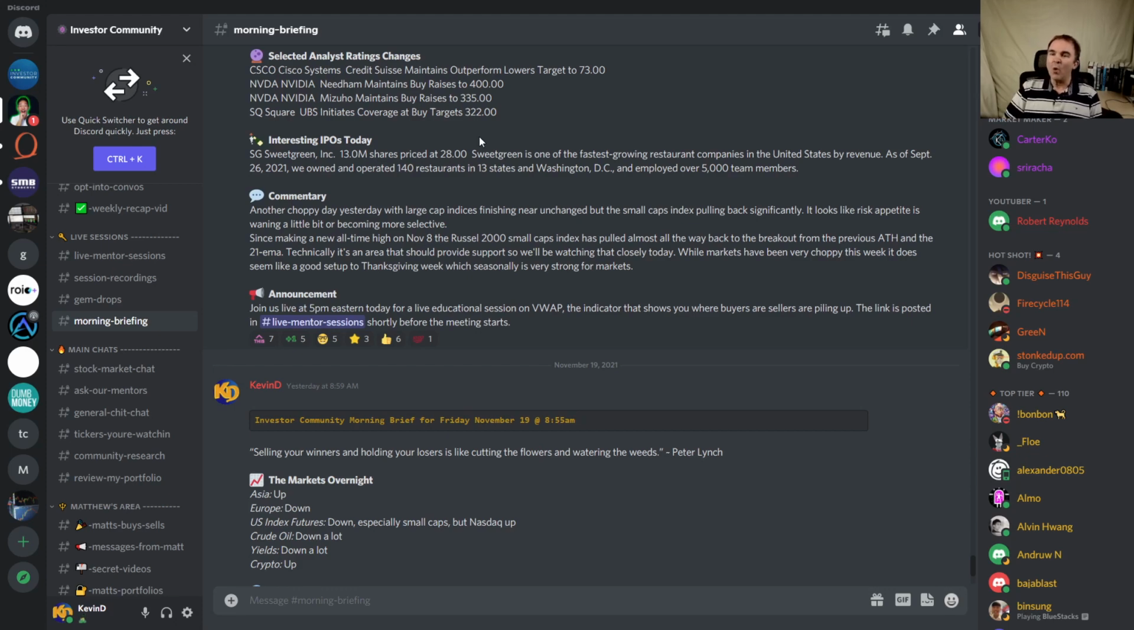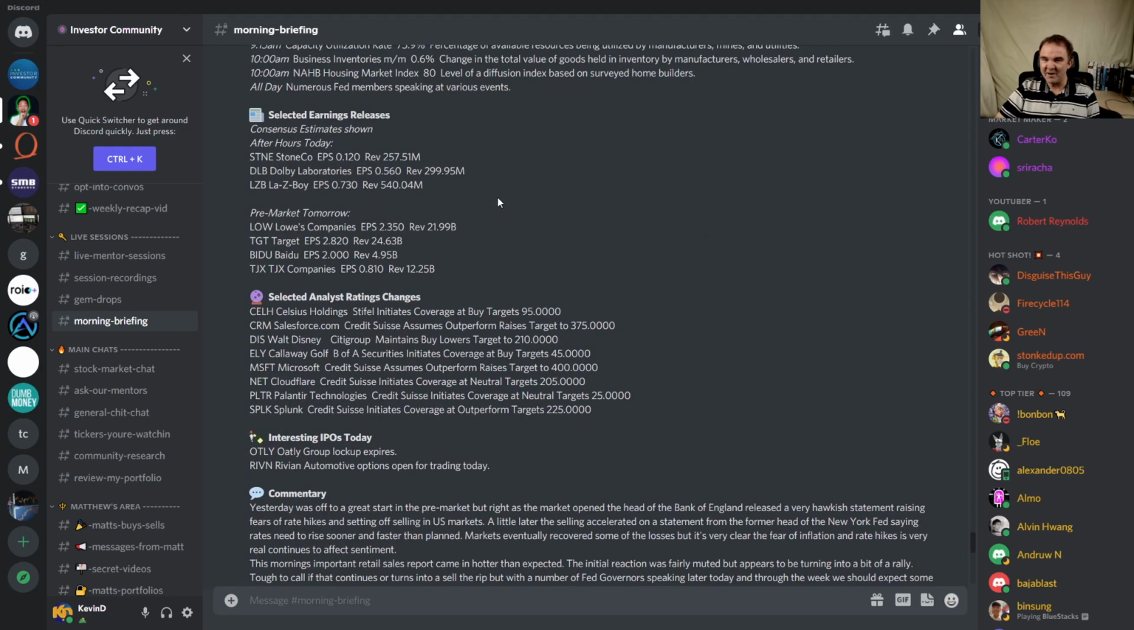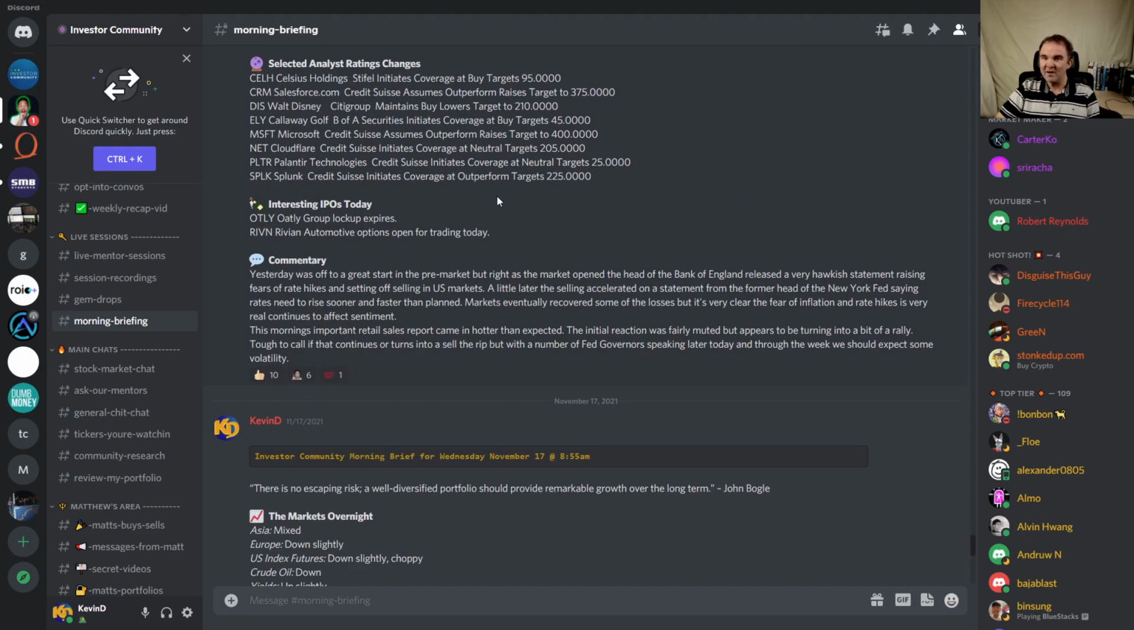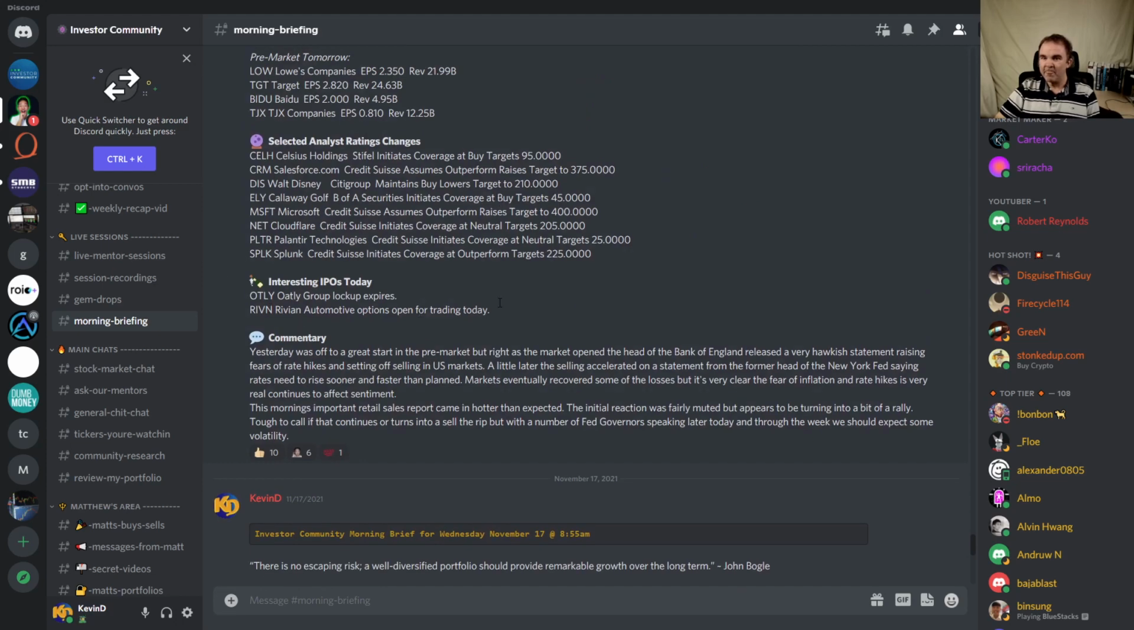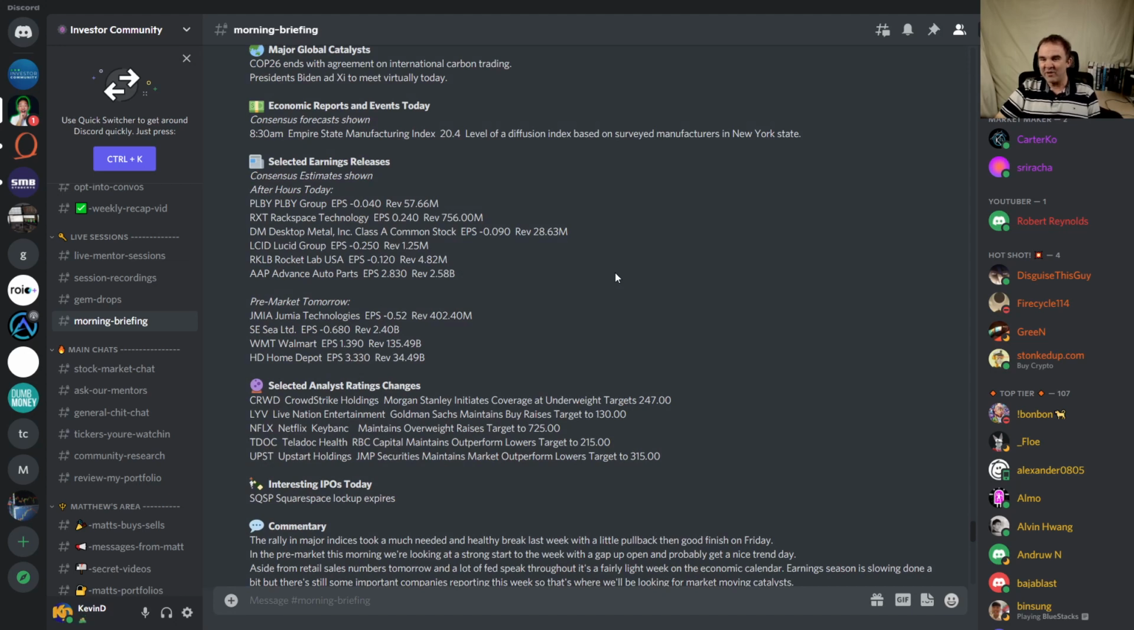I wonder if I've got one in here. I'm just looking back to see if I have one where I mention a lockup expiring. No. Anyway, it would say so. Here's one. It'd give you the symbol, SQSP, Squarespace, lockup expires.